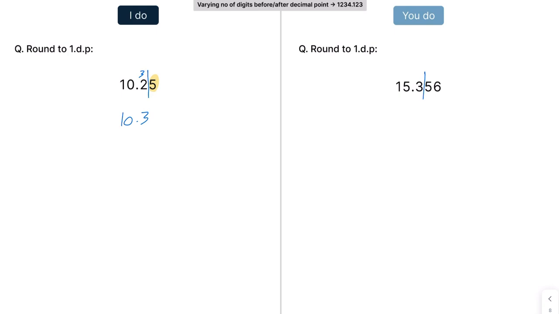Again, hopefully you've pressed pause and had a go at this. Again, here the decider is 5. It's telling us that we round this 3 up to a 4. So our answer to 1 decimal place becomes 15.4.